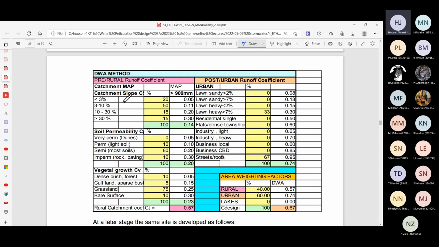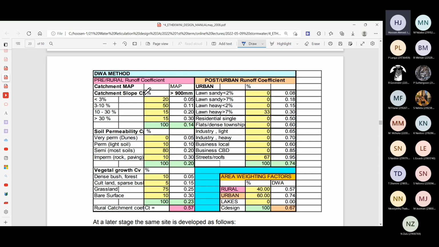So it's slightly less than 3%. If I multiply that by 100, the exact percentage is 2.7%, but it's been rounded to 3% in those calculations. So that's why the 0.05 is being used. It's actually slightly less than 3%. If it was 3% or more, then you'd have used the 0.11. Now, the entire catchment is based on that slope. In this table that you're seeing on the screen, that was 20%. So in our case, this 20 would be 100%, and the rest of those values would be zero. That's why we get a final value of 0.05 for the slope over here.